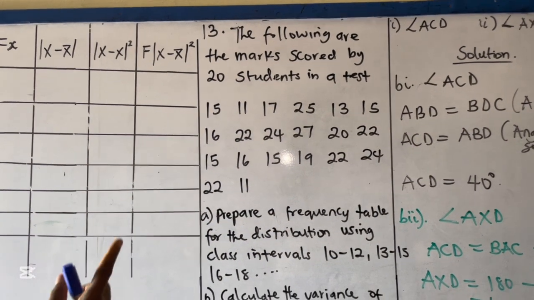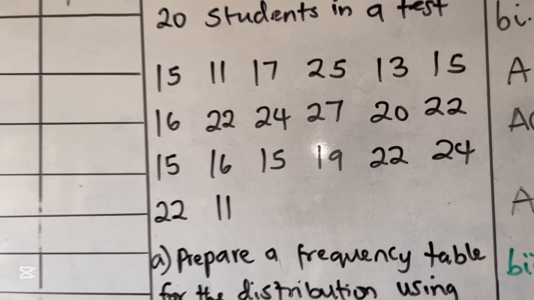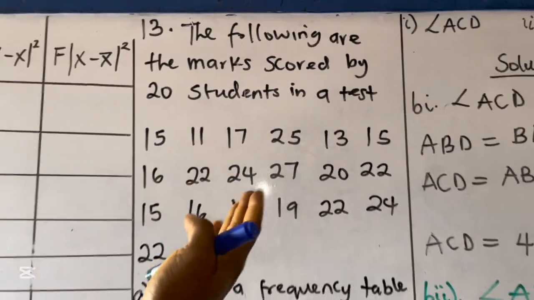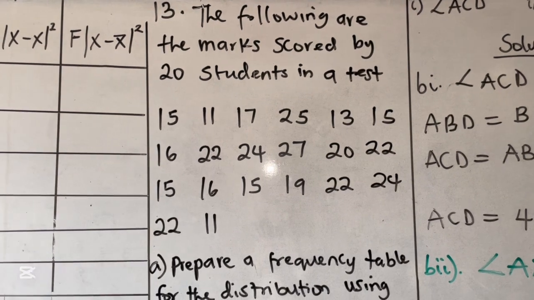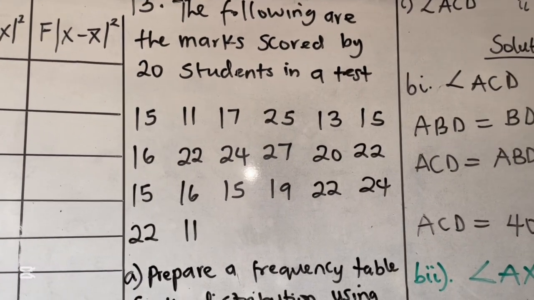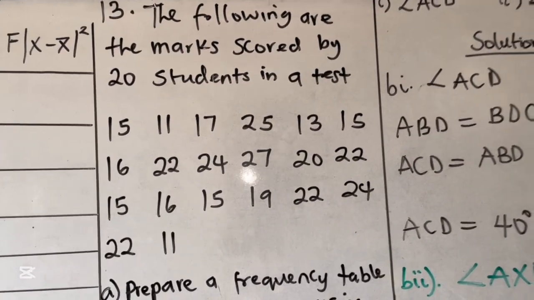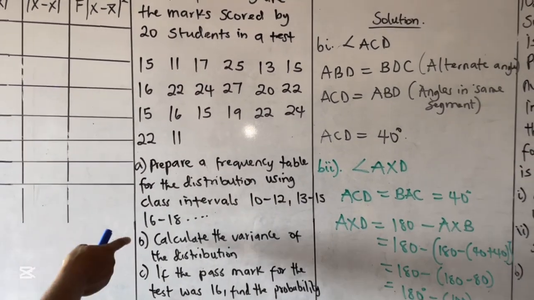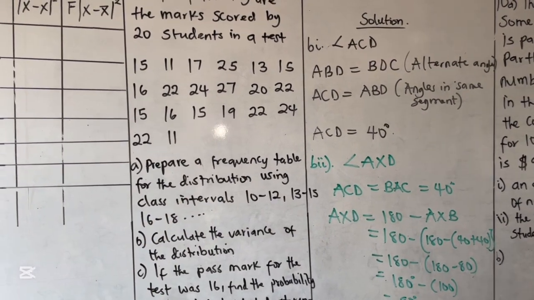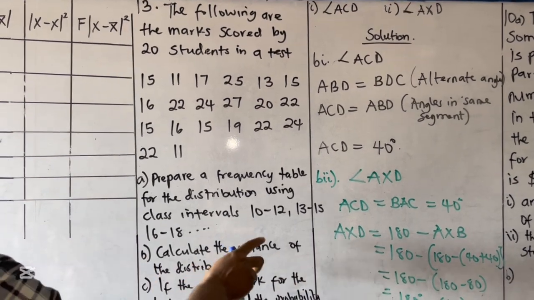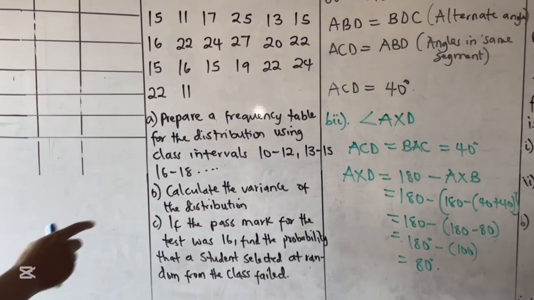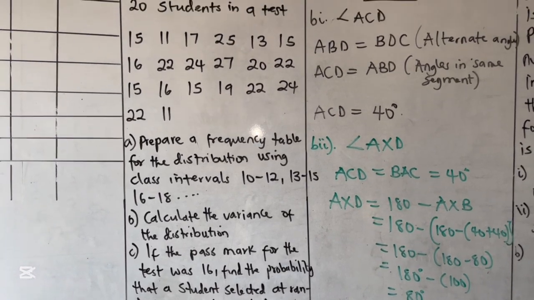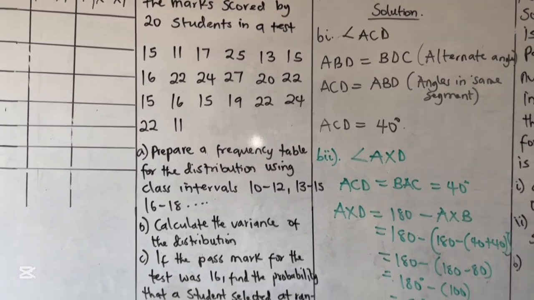Alright, for our last question, we have the following: the marks scored by 20 students in a test: 15, 11, 17, 25, and so on and so forth. We have to prepare a frequency table for the distribution using class intervals 10 to 12, 13 to 15, 16 to 18, and so on and so forth. The next is to calculate the variance of the distribution. And the last one: if the pass mark for the test was 16, find the probability that a student selected at random from the class failed.